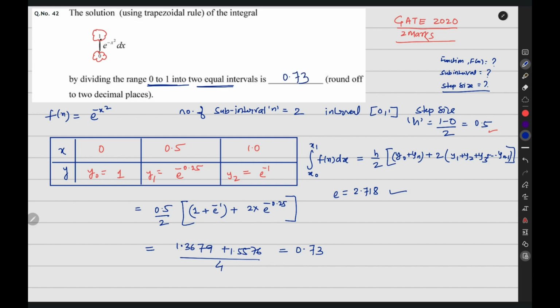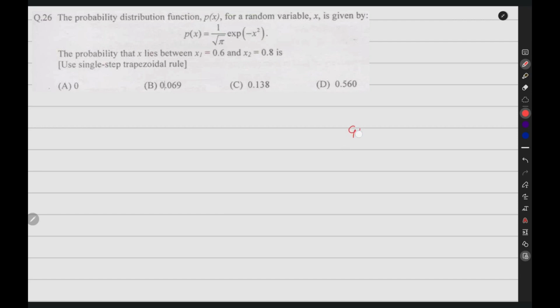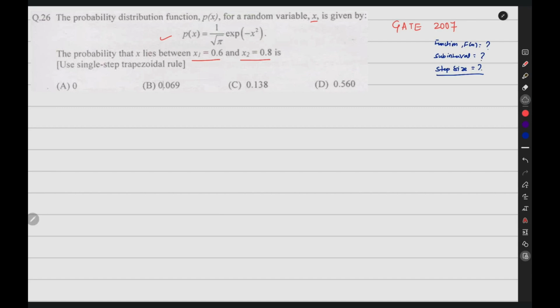Now moving to the next question. This question is from GATE 2007. According to the question, the probability distribution function Px for a random variable x is given by this one. Probability that x lies between x1 0.6 and x2 0.8. So again we will write the three things like the previous one. So function value fx is given as px 1 by root pi exponential minus x square.